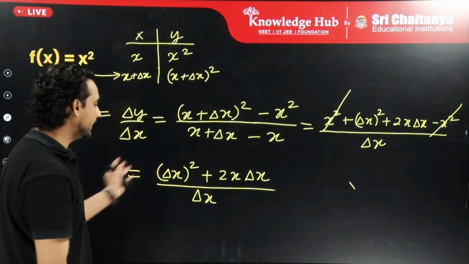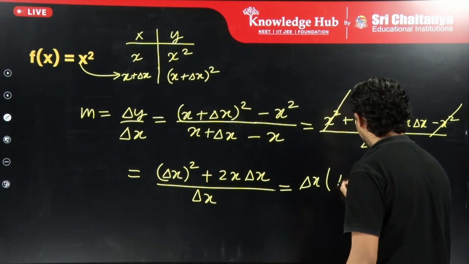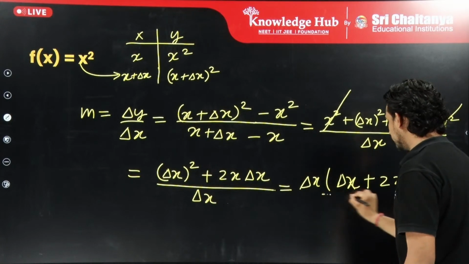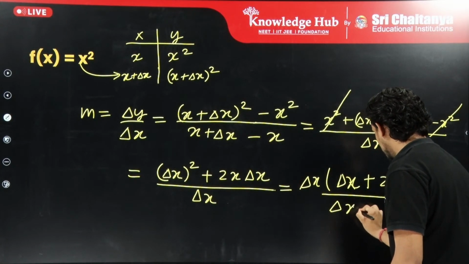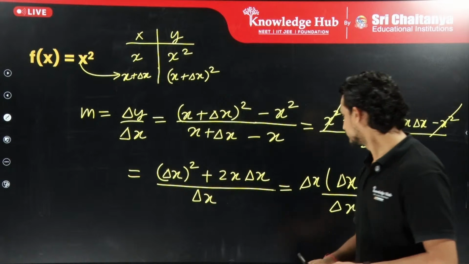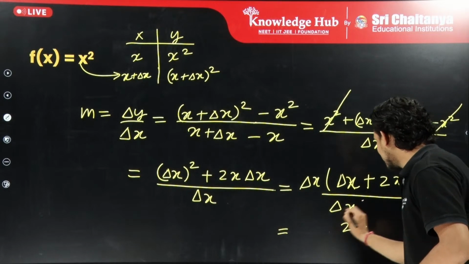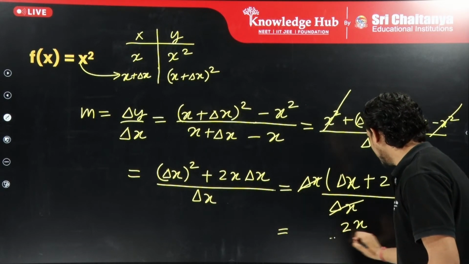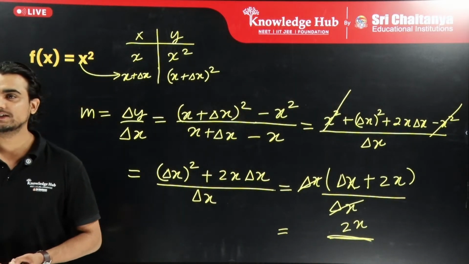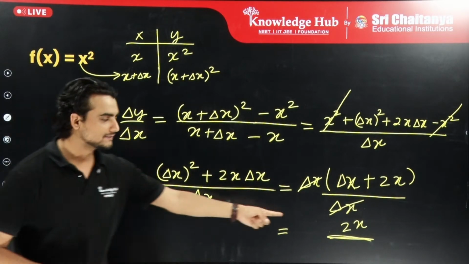Now let's take delta x common. If I take delta x common, I get delta x plus 2x upon delta x. Now look here, delta x is very small, a very small change in x. So delta x plus 2x will give me 2x, and this delta x cancels with the delta x. So what do I get? I get 2x as my final answer. So at any point x, the value of the slope for my curve f(x) equals x square is 2x.